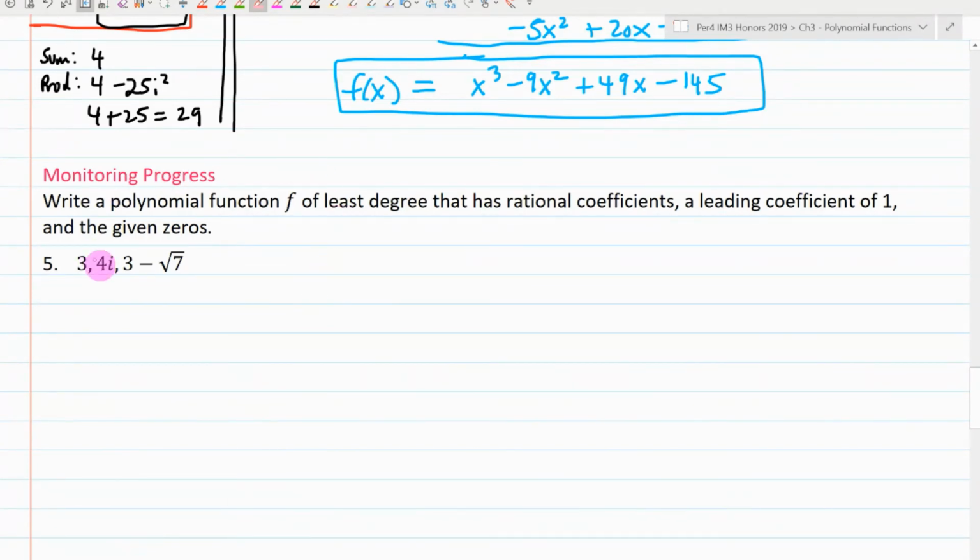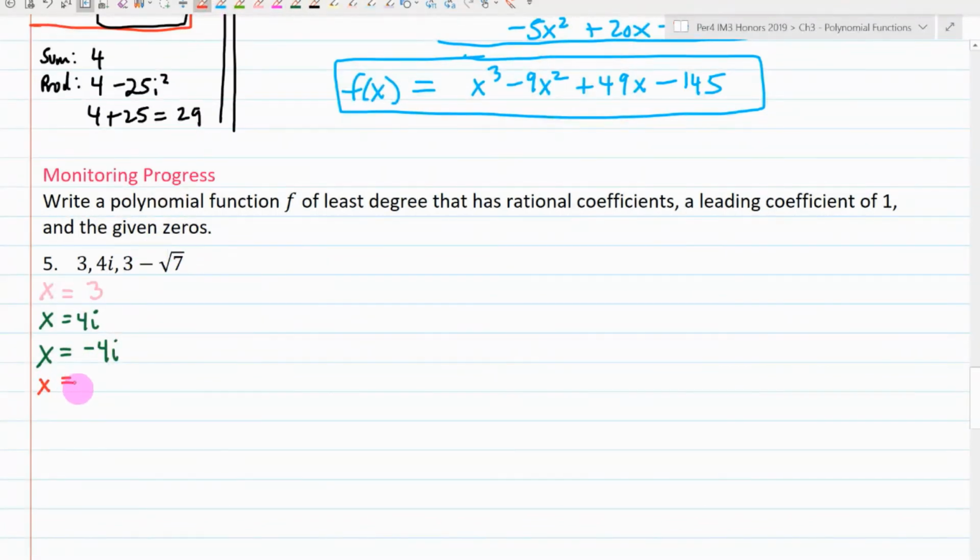All right, for the last problem, you have to be a little bit careful. The first thing you need to realize is where are the commas, because a lot of times people will kind of mess this up and see how many zeros there are. So we have x is equal to 3. Then we have x is equal to 4i. Anything that's imaginary or radical has to have a conjugate. So the conjugate of 4i is minus 4i. So you need to use that.